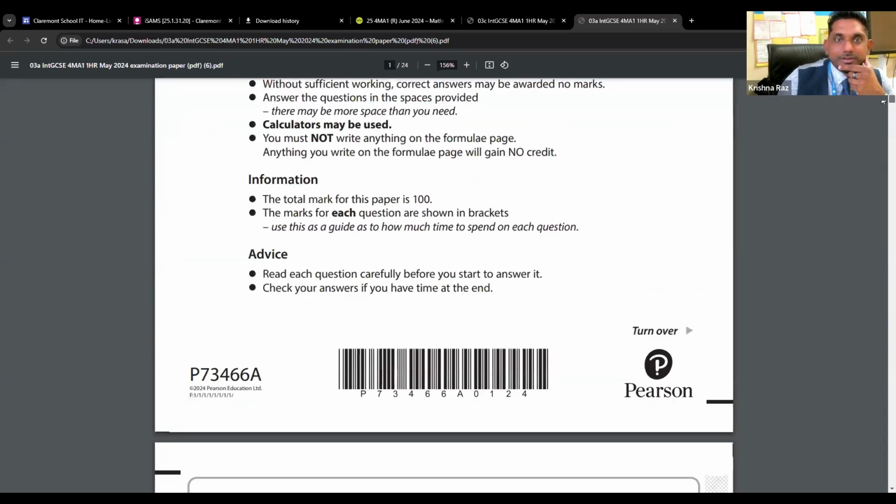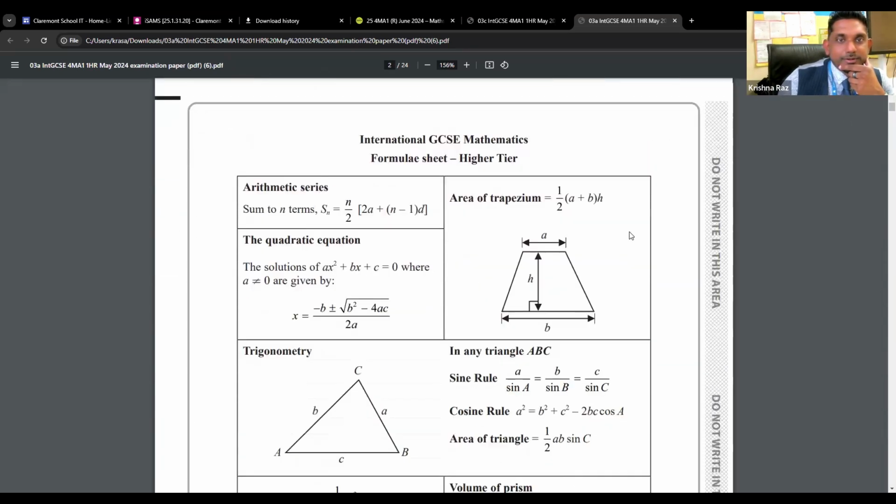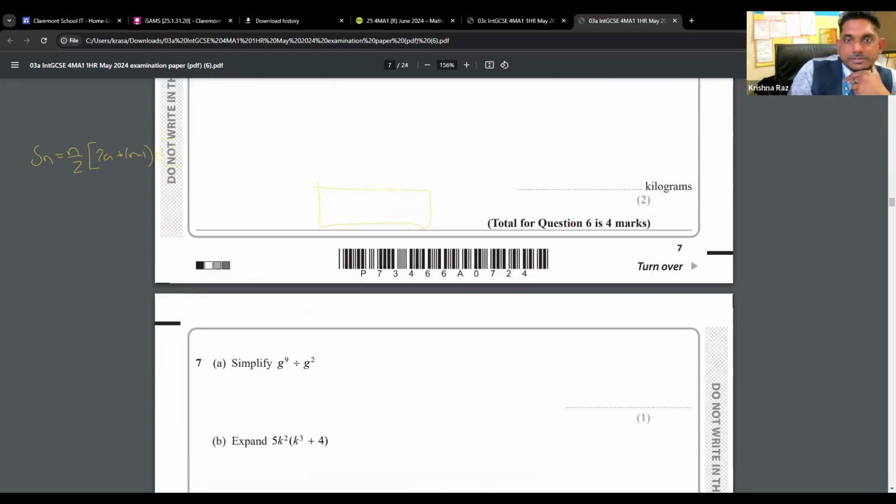We go to the front of the book, where we've got the formula booklet, and it is this formula that we need here. I'm going to write that in the corner because we'll need it in a minute. So Sn equals n over 2, 2a plus n minus 1 d. Let's go back to the question.